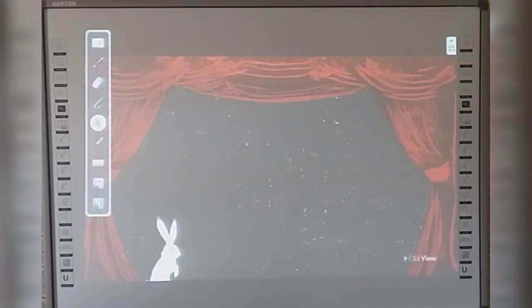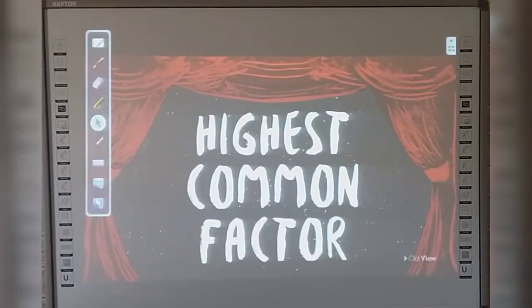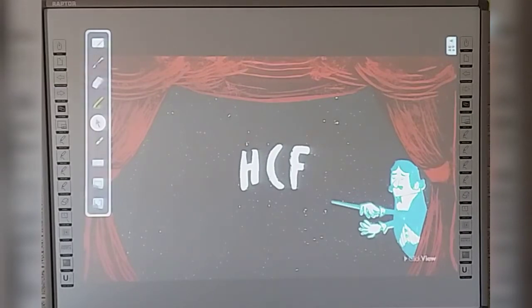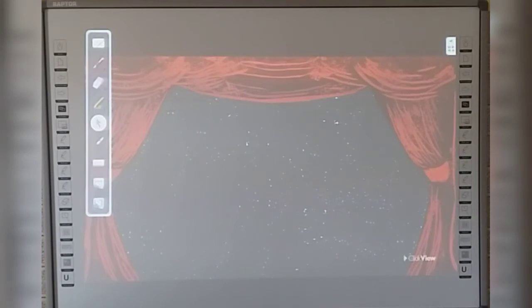Speaking of factors, have you heard of a highest common factor? The highest common factor, or HCF, is the biggest common factor that two numbers share. In other words, it is the biggest number that divides both the numbers without leaving any remainder. Let's take the numbers 24 and 40. Before we can find the HCF of these two numbers, we need to figure out their factors first.